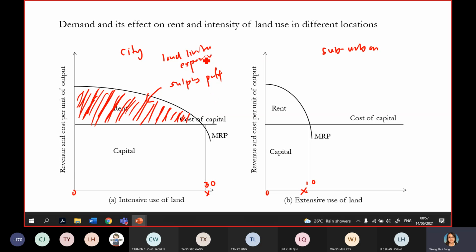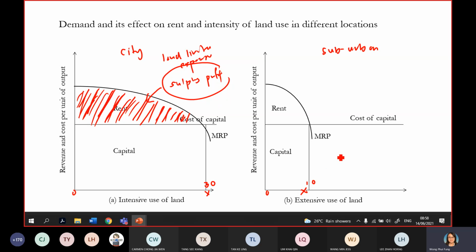I know they build higher because land is expensive, limited, and this and that. But the core reason is they want to maximize the surplus profit generated so that the profit is sufficient to pay the expensive land cost.